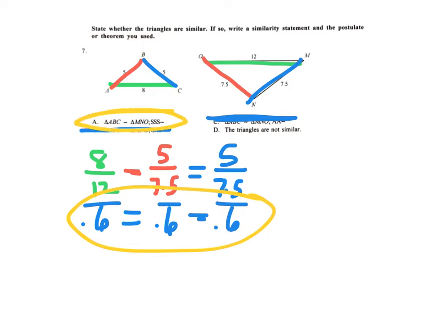They wrote a similarity statement. All that says is that angle A, which is the first letter, matches angle M, which is great. Angle B matches angle N, and angle C matches angle O. Mostly you just need to choose the right statement, though.